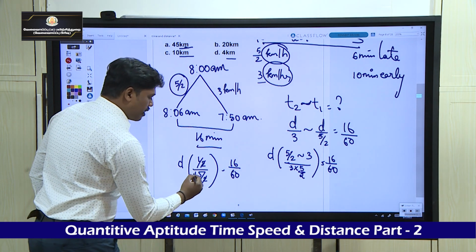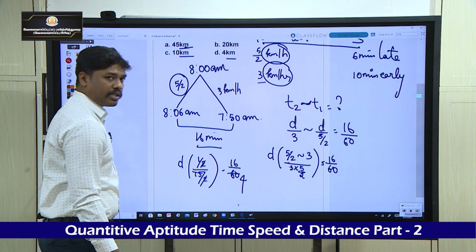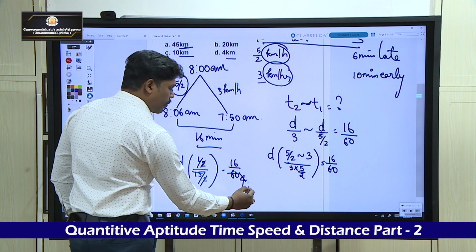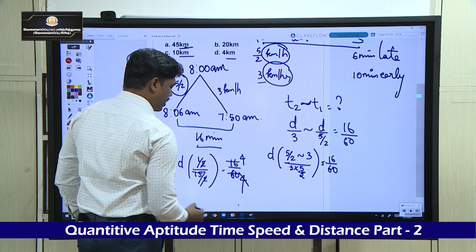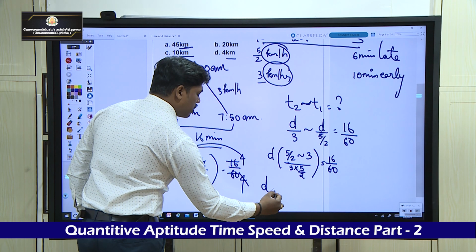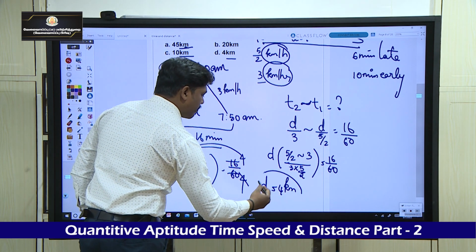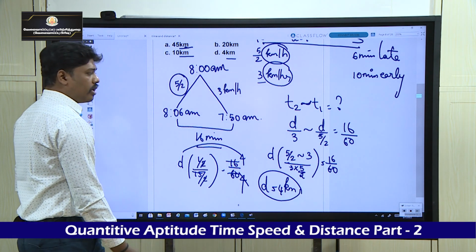So, here 15 ones are 15, fours are 60, and then 4 ones are 4, fours are 16. So distance is equal to 4 kilometer. Distance from his house to school is 4 kilometer.